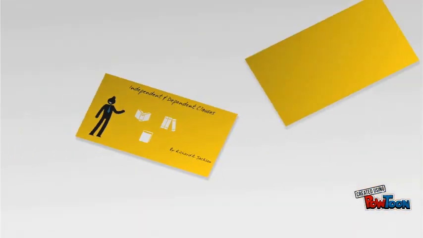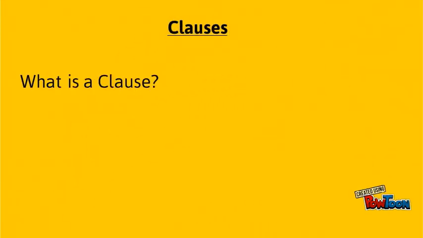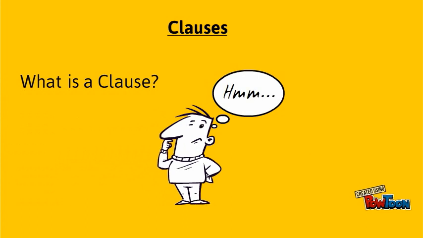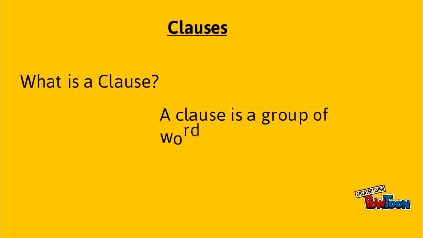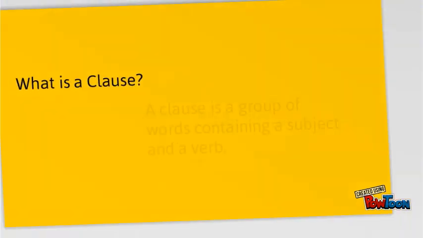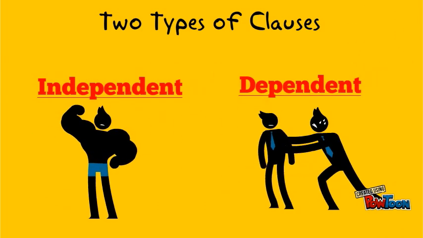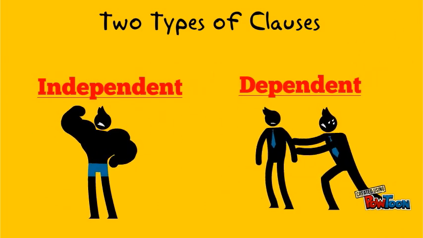Let's get started. So, what is a clause? Do you know? Well, I'll tell you. A clause is a group of words containing a subject and a verb. Now, there are two different types of clauses. You have independent clauses, and then you have dependent clauses. They both have subjects and verbs, but they beg to differ.